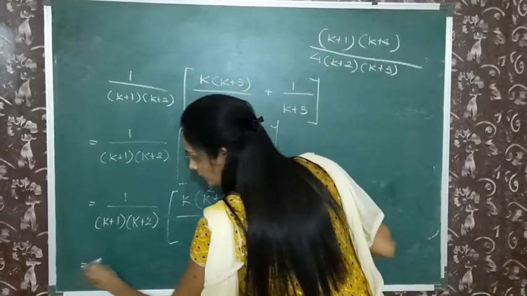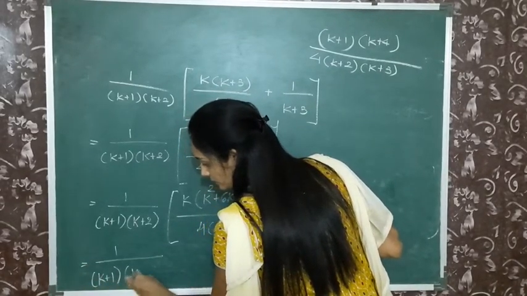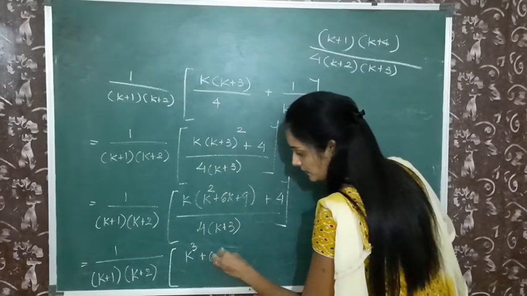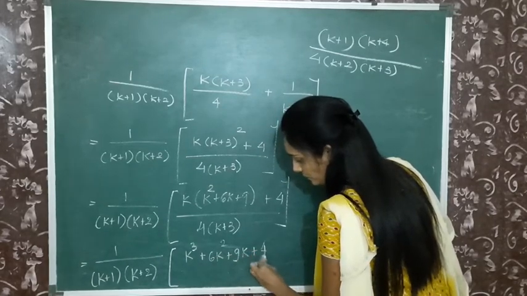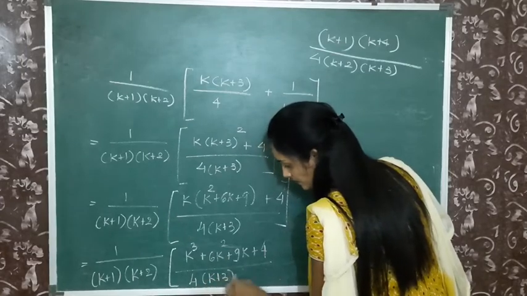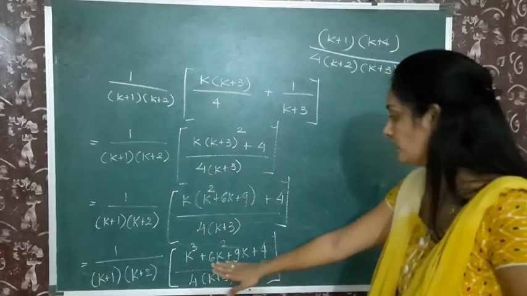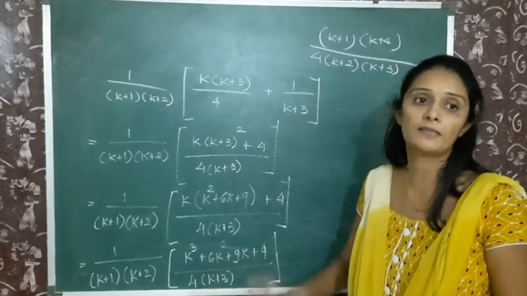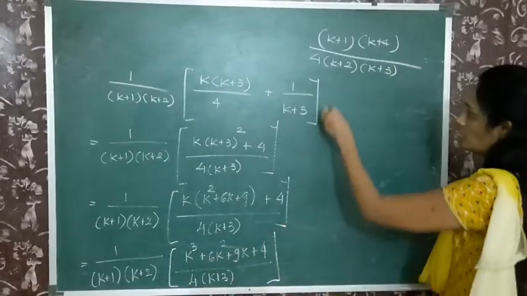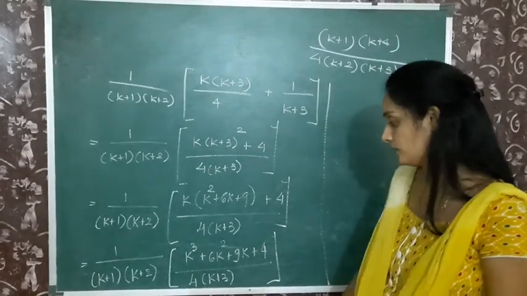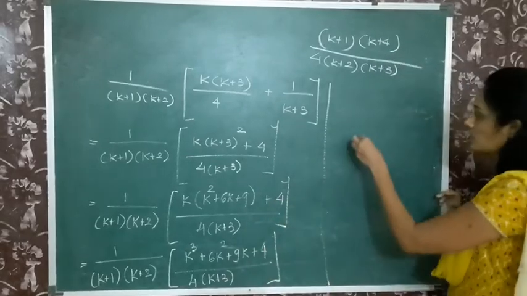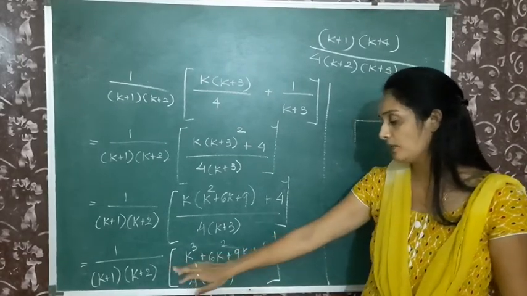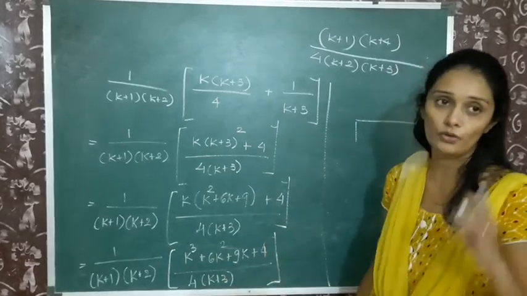Now 1 upon k plus 1, k plus 2. Okay, so k cube plus 6k square plus 9k plus 4 upon 4 in the bracket k plus 3. Now this is cubic equation. Okay, if it is quadratic equation, then we factorize it by splitting method. This is cubic equation, so we solve it by synthetic method. Okay, that means factor theorem, but here synthetic method is simple. Okay, k cube plus 6k square plus 9k plus 4. If we replace k by minus 1, then answer is 0. So one factor is minus 1.